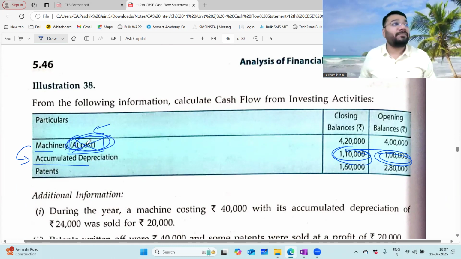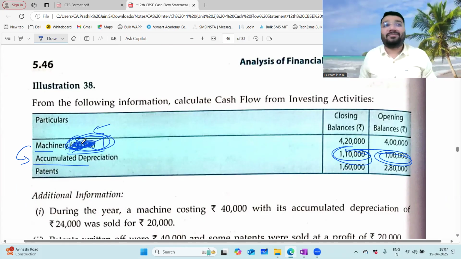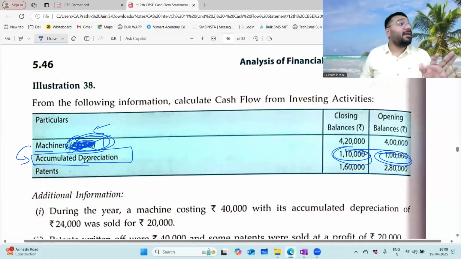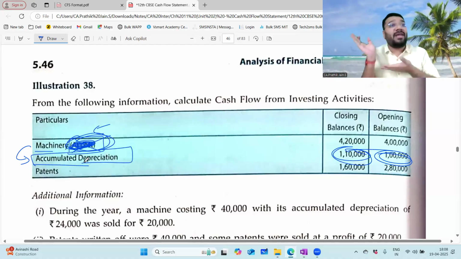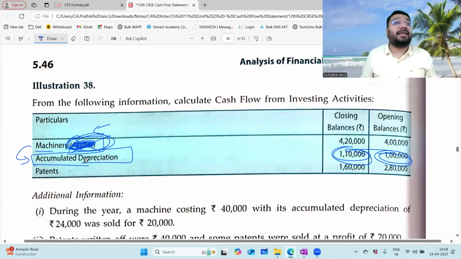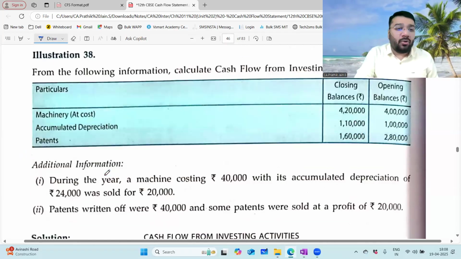Any problem? Guys, are you able to follow? So this at cost is not important for me to understand. If I have an accumulated depreciation ledger balance, it means depreciation is recorded in the PFD account. So obviously, when the depreciation is not recorded in the asset account, the asset will always be at cost. Patent 160, 280. Okay, wonderful.